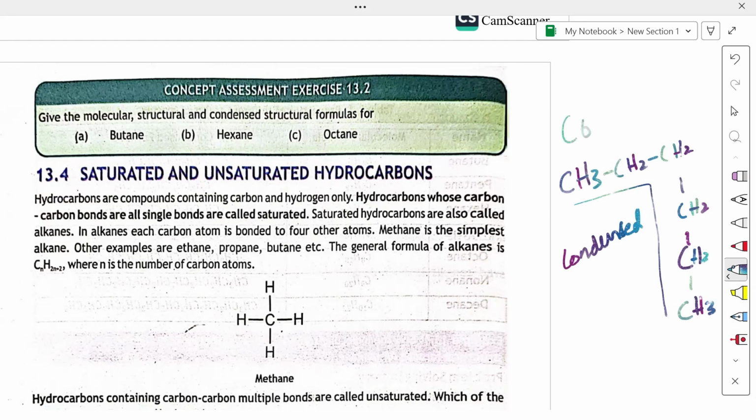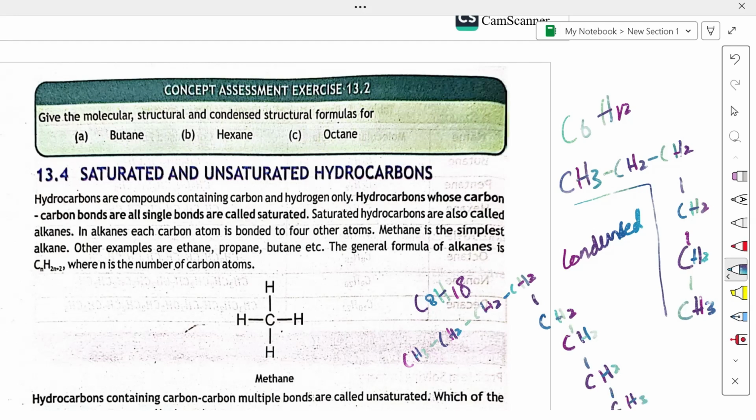And the actual formula is C6H12. I think so. Octane is basically C8H18, right? Yeah. And it's going to be a lot longer, so let's make it. CH3, CH2, CH2, CH2, CH2, CH2, CH2. How many are left? 1, 2, 3, 4, 5, 6, 7, and the last is CH2.